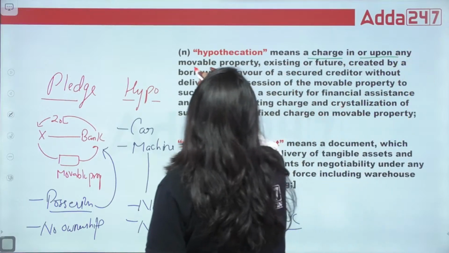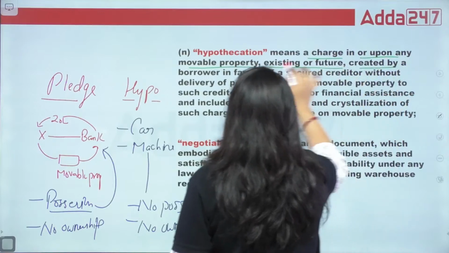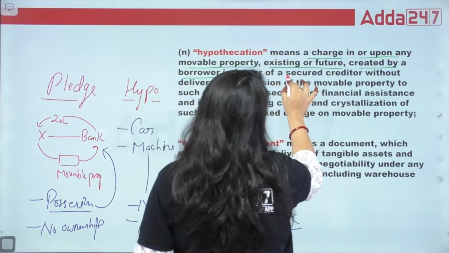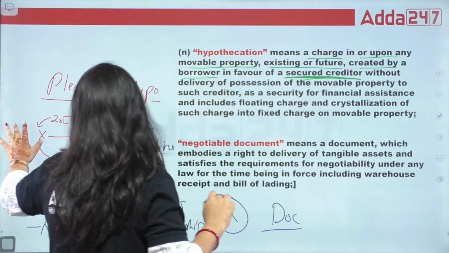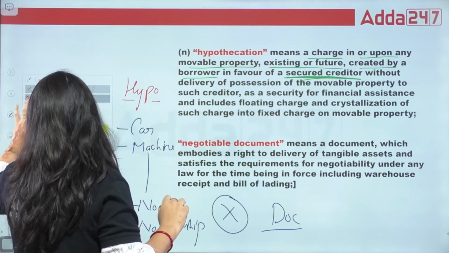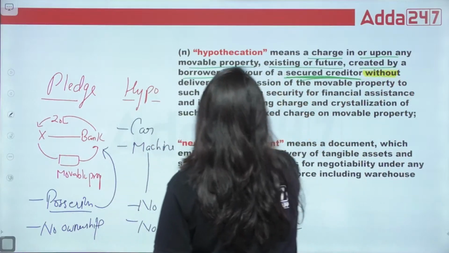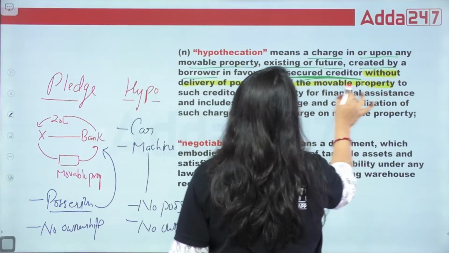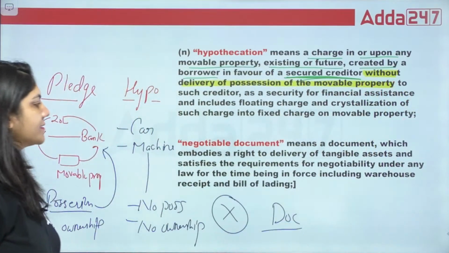Charge upon any movable property, existing or future, created by the borrower in favor of a secured creditor without delivery. So this is an important point. What is this? Without delivery of possession of movable property. See, this is your hypothecation.